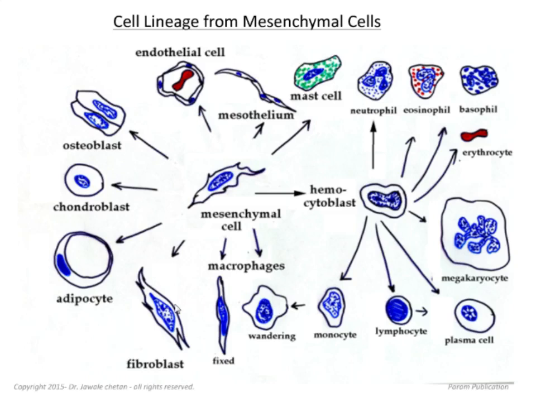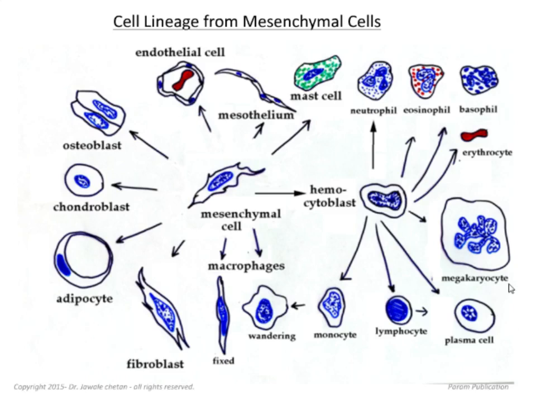Fibroblasts are developed, which form the loose connective tissues. Adipocytes are developed, which form the fat storing cells. Chondroblasts are developed, which form cartilage, and osteoblasts, which form bones, and endothelial cells, which form the blood vessels. Mesothelium cells and mast cells, all these connective tissue cells are developed from the mesenchymal cells. They also develop the hemocytoblast. From the hemocytoblast, different blood cells develop, like neutrophil, eosinophil, basophil, erythrocytes, plasma cells, lymphocyte, monocyte, and megakaryocytes.